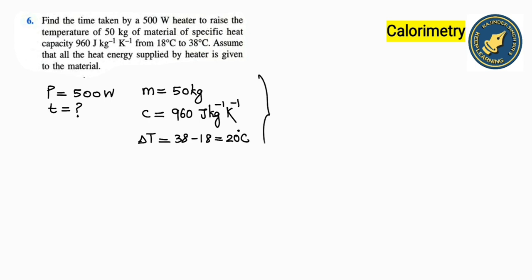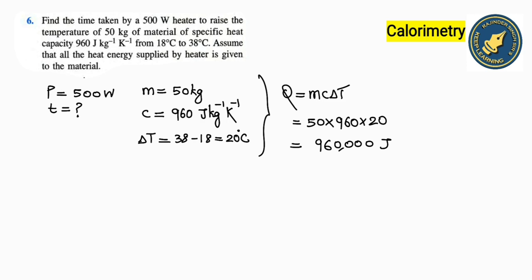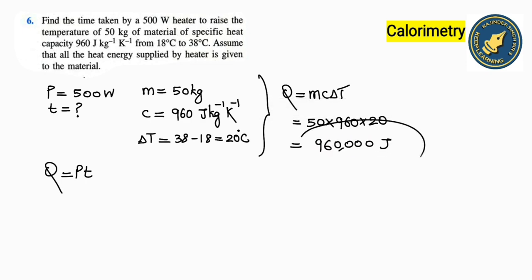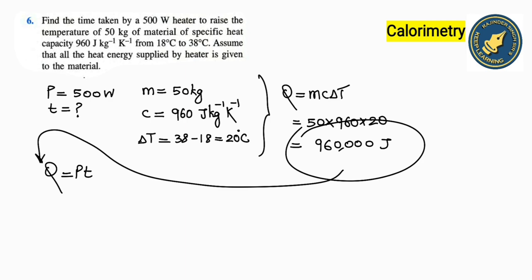From this data, I can find the value of Q using the formula Q is equal to mc delta T. Substitute the values. That is 960,000 joules. But on the left hand side, have a look carefully. If you remember your second chapter, work power energy, Q is also equal to PT. Q is energy. So Q is equal to PT. This is equation 1. Substituting the value of Q, that is this value over here, because both are Q. So substituting now, check what happens.